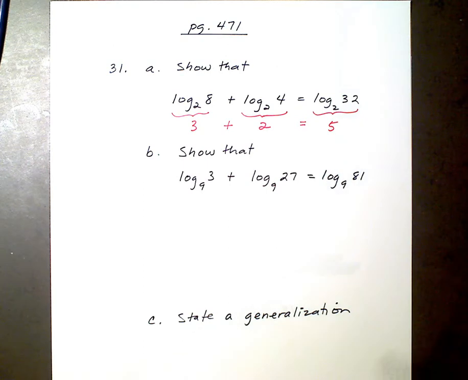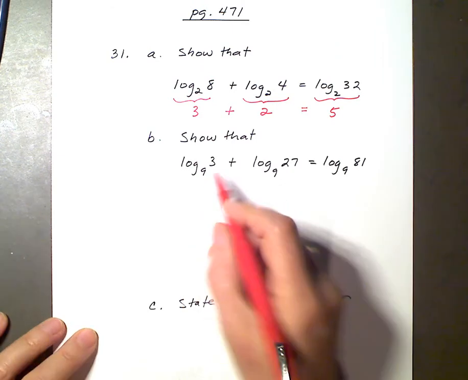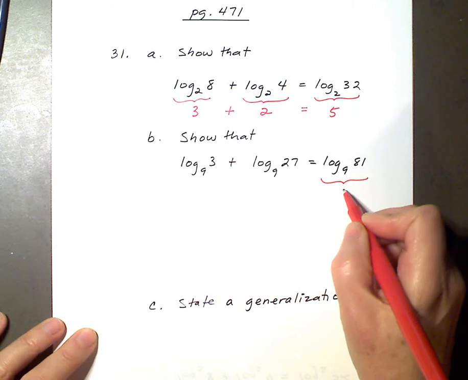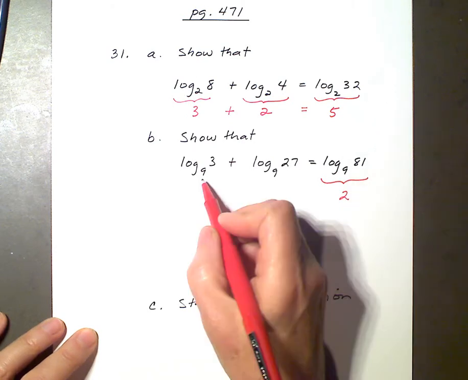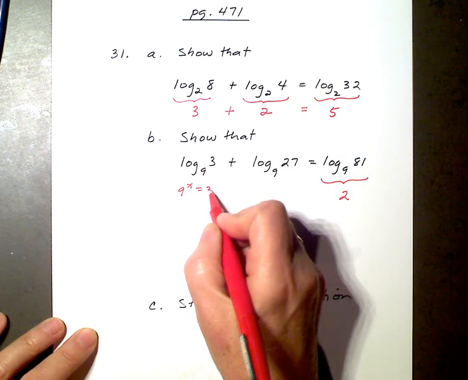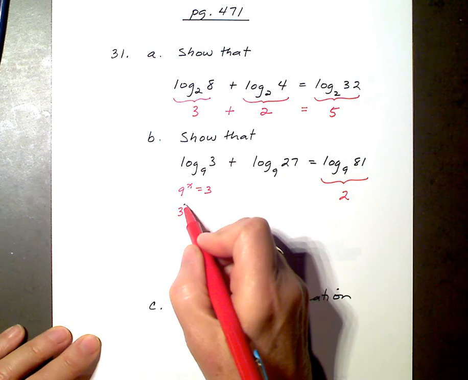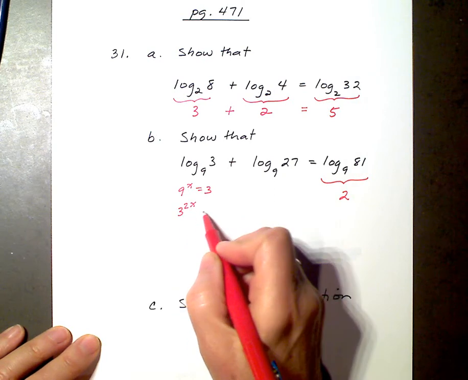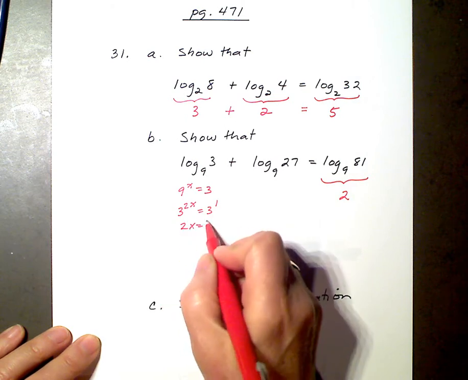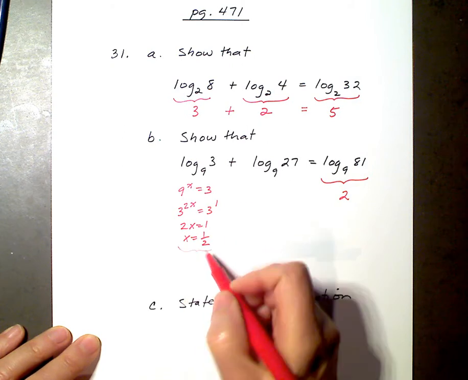So then in part B, it's a similar thing, except the exponent's not quite as easy. This one I know is a 2, right? The exponent I raised 9 to get 81 is a 2. So on this, if I take 9 to some exponent, I get a 3. So I can write that as 3 squared to the x equals 3 to the 1. So 2x is 1 and x is 1/2. So this represents an exponent of 1/2.